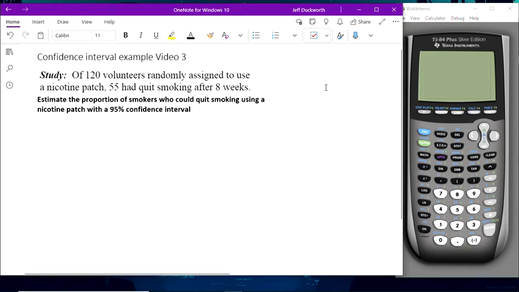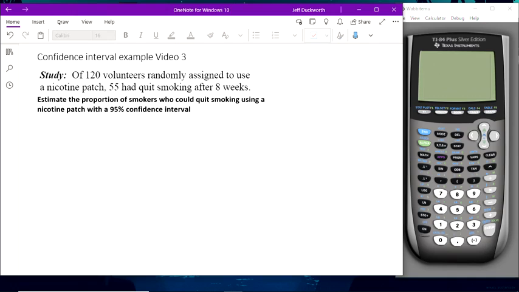All right, here's another example video using a confidence interval. So we've got a study. It says of 120 volunteers randomly assigned to use a nicotine patch, 55 had quit smoking after 8 weeks. Our question is to estimate the proportion of smokers who could quit smoking using a nicotine patch with a 95% confidence interval. So here we're not looking for mean, we're looking for proportion.